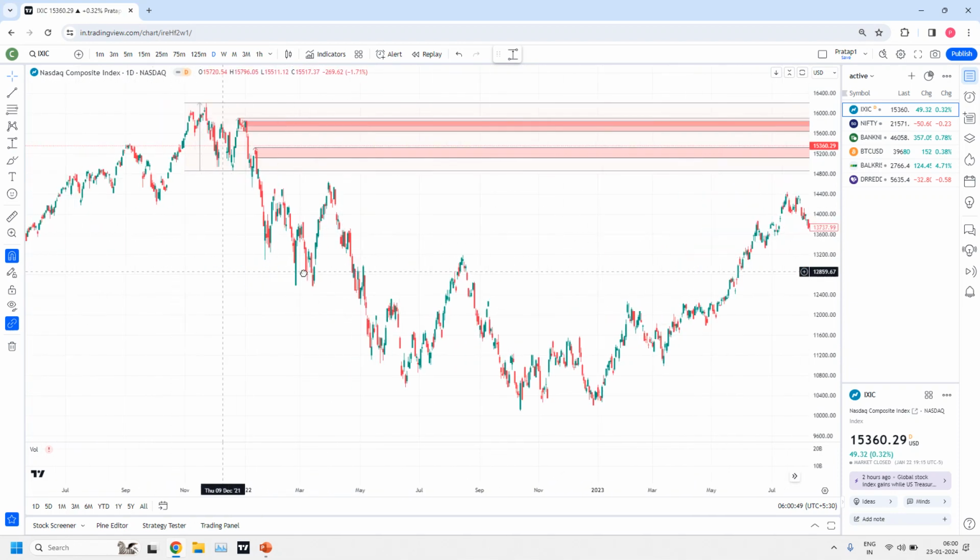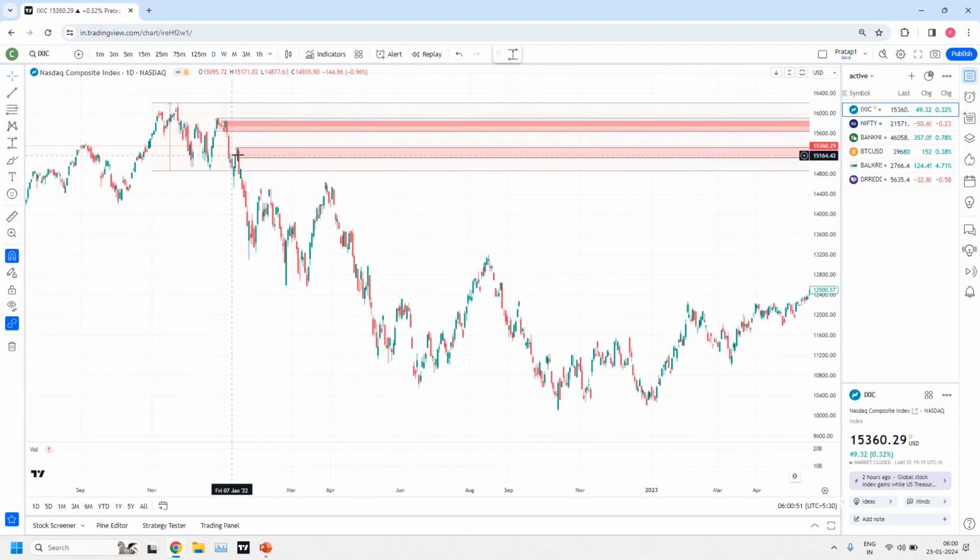In this example, what we did, we just skipped one time frame. That is a weekly, we skipped and directly we have drawn the daily. Compare it to this, fine tuning the zone, that means following the order.